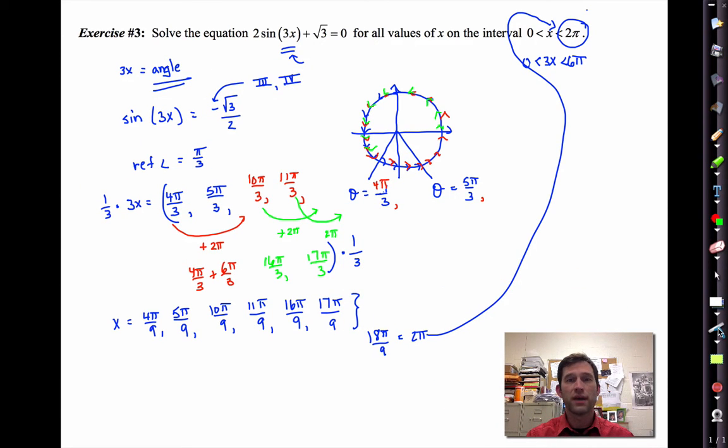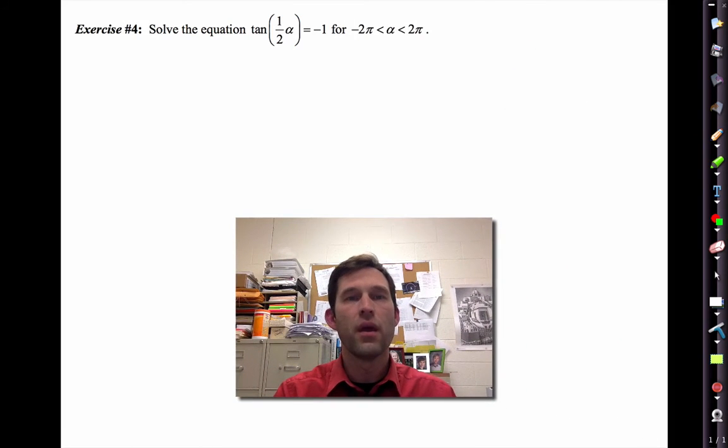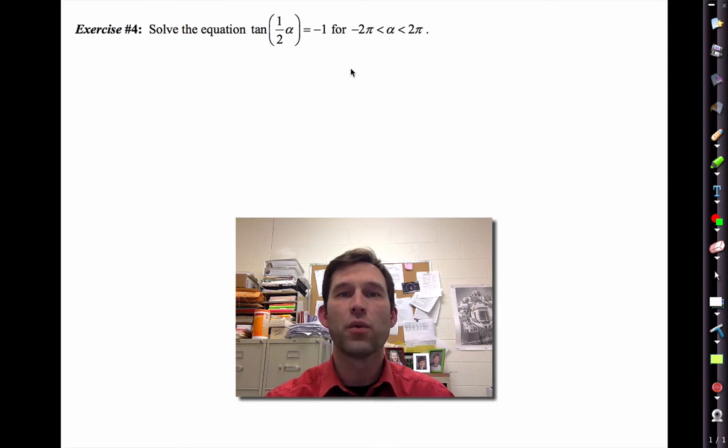I'm going to scrub out the text. Beautiful looking picture, a multicolored Ferris wheel. Here we go. All right, next trig equation. Let's do one with tangent. Okay, notice we have tangent 1/2 alpha equals -1.